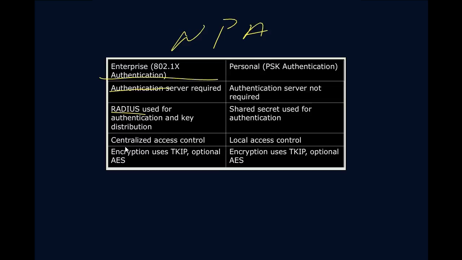We're going to have centralized access control. That means you have a wireless LAN controller or some other device in there that controls your access points. And encryption uses TKIP or AES. Now, in the modern world, we're using AES.